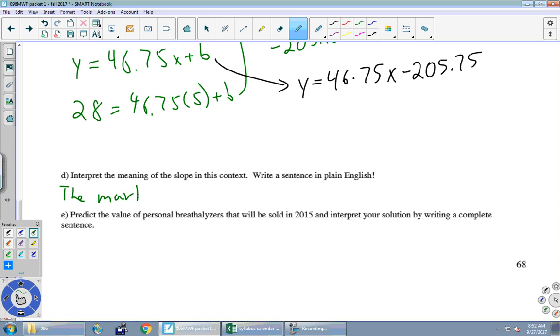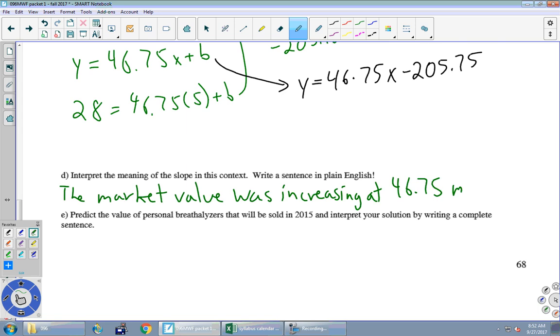The market value was increasing at $46.75 million per year. That's what we're looking for, the interpretation.